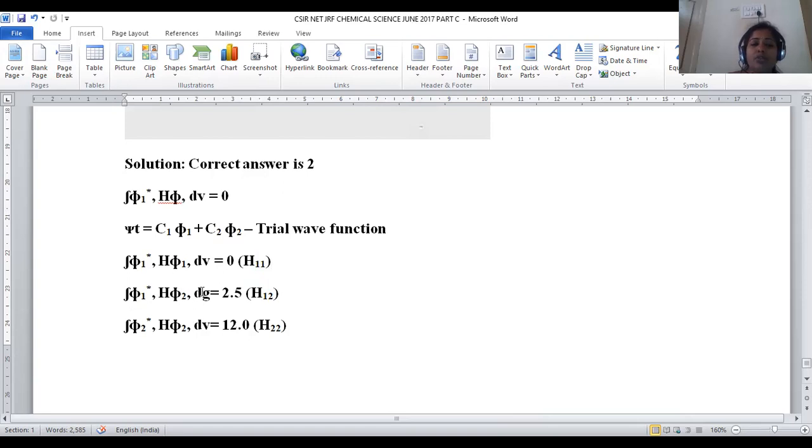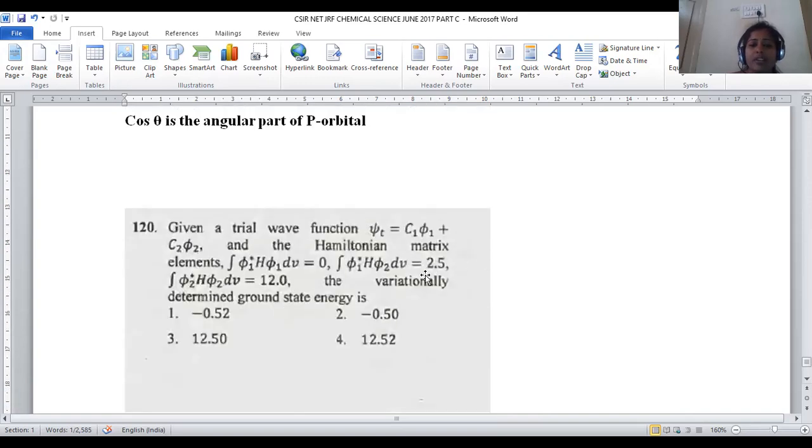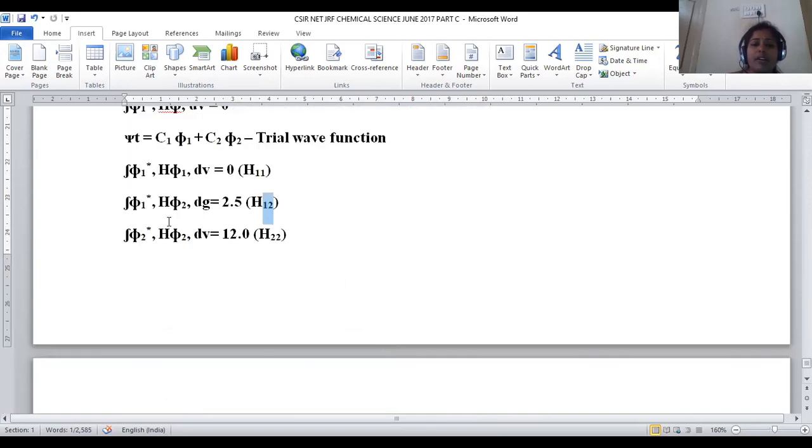And pi 1 pi 2 dv can be applicable to the H12 state. For the H12 state, it is 2.5. Then the pi 2 pi 2 dv state is denoted with H22. For this, the energy is given as 12.0. So three different energy values are there.